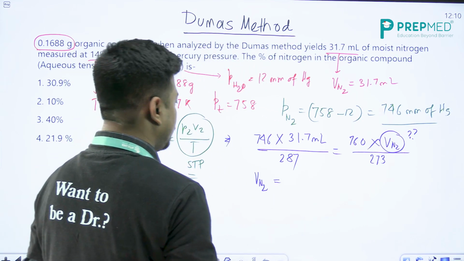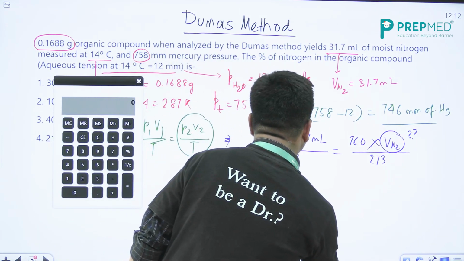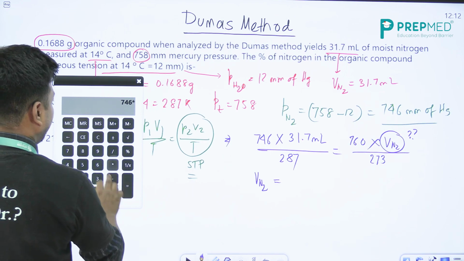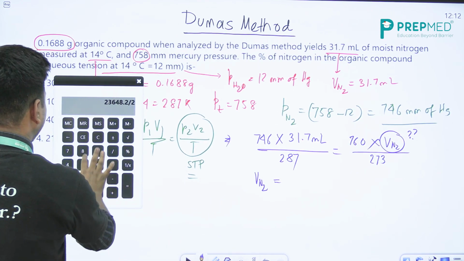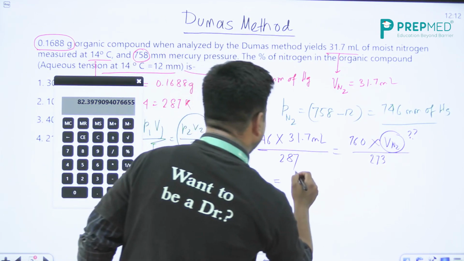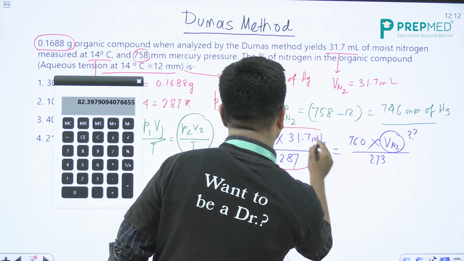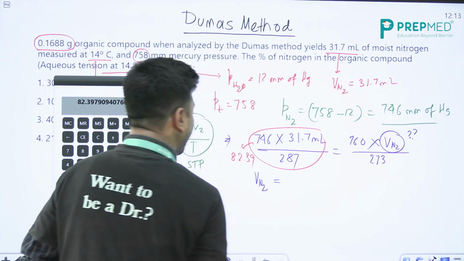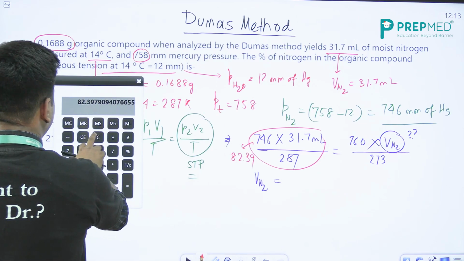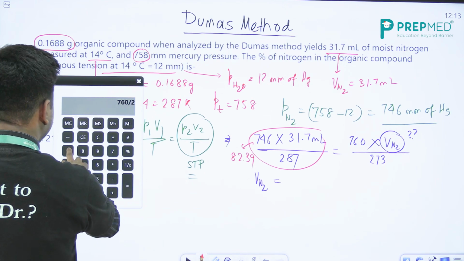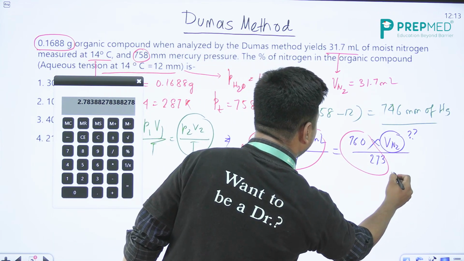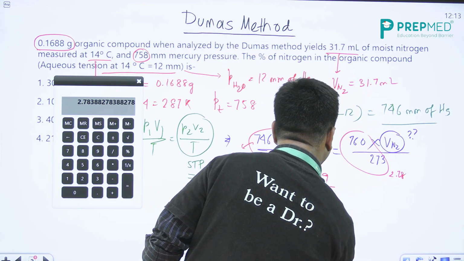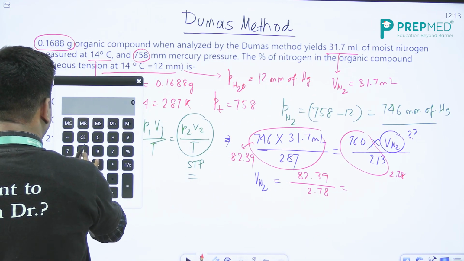Okay, now if you do this calculation, so हमें यहाँ पे क्या मिलेगा, volume of nitrogen. अच्छा चलो देखते हैं इसको क्या आता है कैलकुलेट करके. अच्छा, अगर हम कैलकुलेट करके देखते हैं तो यहाँ पे आएगा ये वाला जो पार्ट का वैल्यू है, दैट इज 746 मल्टीप्लाइड बाय 31.7 divided by 287, this part is coming 82.39. ओके, और ये वाला जो पार्ट है 760 divided by 273, that is equal to 2.78.